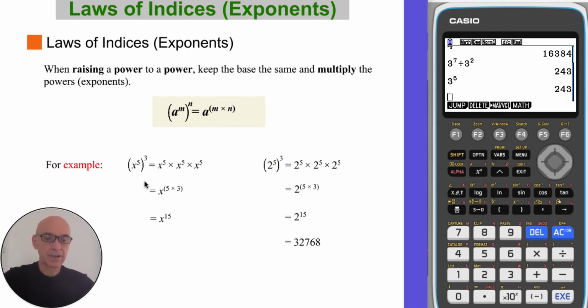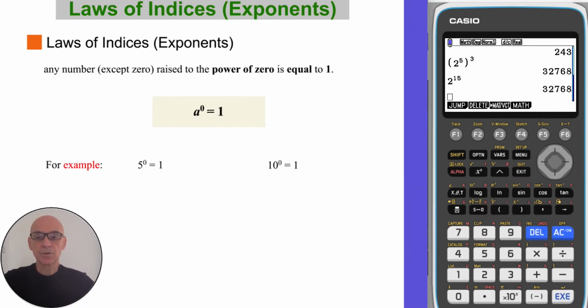Checking it on the calculator, typing in the first calculation, 2 to the power of 5 raised to the power of 3, and then 2 to the power of 15. Again, giving the same result.